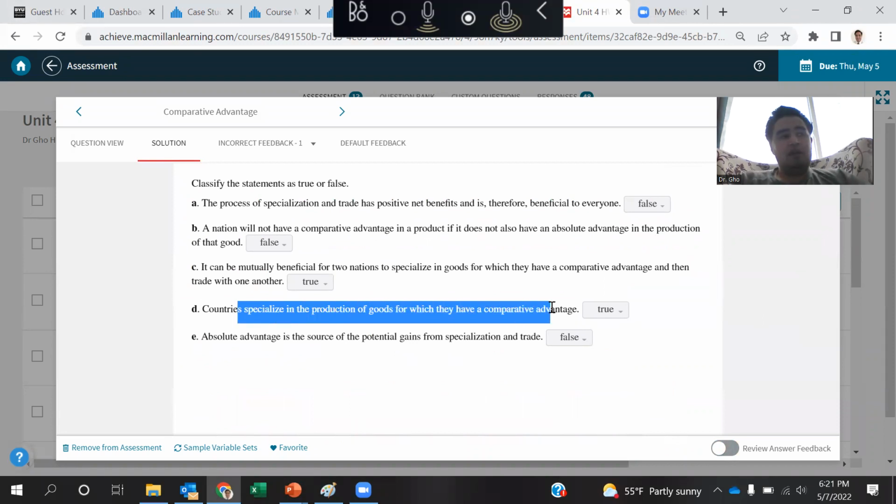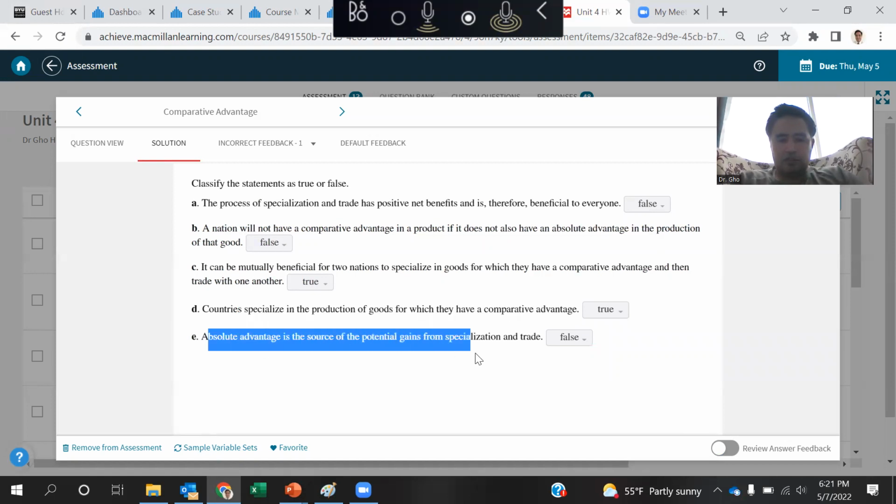Yes, because if they have a comparative advantage, they can trade. If they're wealthier in one good comparatively to the other, then they're able to trade that away and get the good that they have less advantage in from a country that has a comparative advantage in the other good, and both are made better off for it. The last one, absolute advantage is a source of potential gains for specialization and trade.